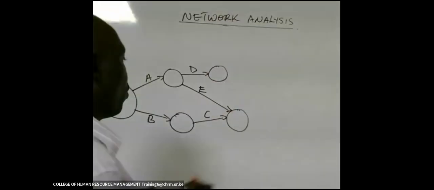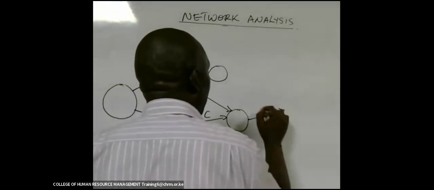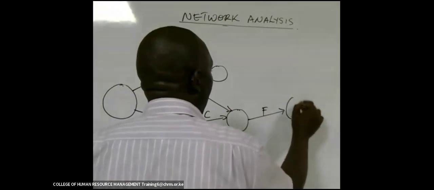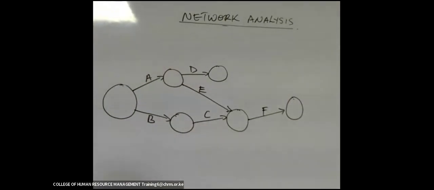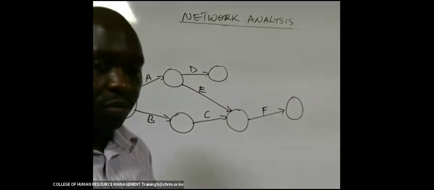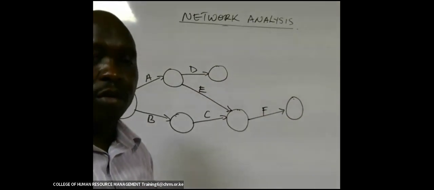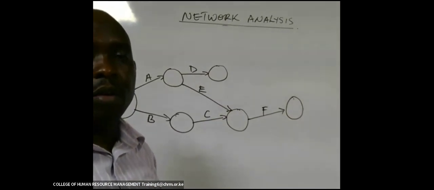So we draw from this CE, we shall have activity F. Once it has been completed, it will stay like that. Then it will wait for the other two to come and converge here. We are done with activity F.